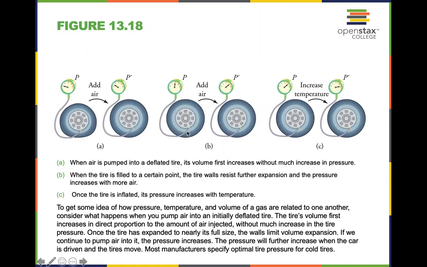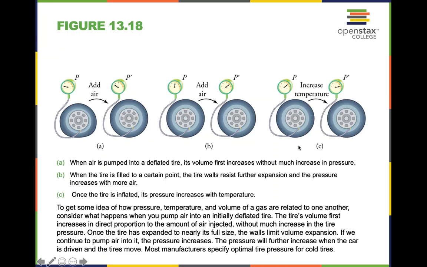So for A, when air is pumped into a deflated tire, its volume first increases without much increase in pressure. So here we have a flat tire. As soon as we start pumping air, you'll see it fill, but the pressure won't increase as much. When the tire is filled to a certain point, the tire's walls resist further expansion and the pressure increases with more air. So once it's filled with a good amount of gas, then the pressure will start shooting up. Once the tire is inflated, its pressure increases with temperature.